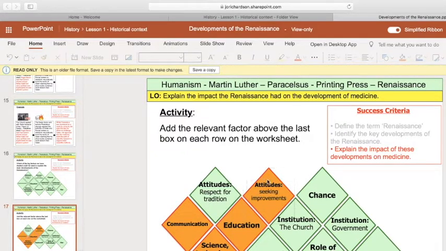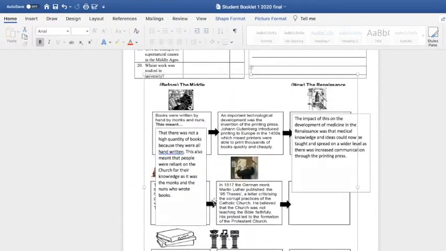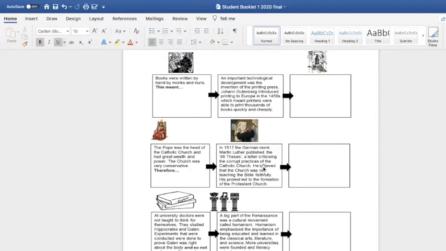So I'll briefly talk you through a very important time in history, which was this one over here. So I'm just going to delete that quickly. So this one over here, I'm just going to read that middle box there. In 1517, the German monk Martin Luther published the 95 Theses, a letter criticizing the corrupt practices of the Catholic Church. He believed that the Church was not teaching the Bible faithfully. His protest led to the formation of the Protestant Church.